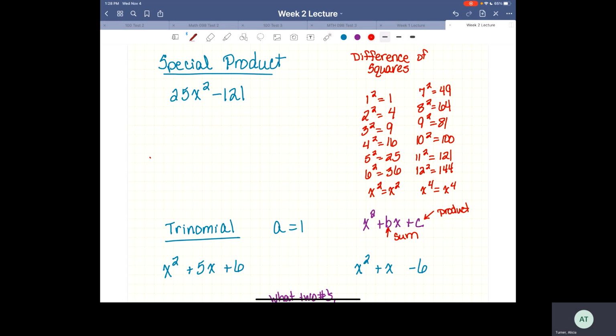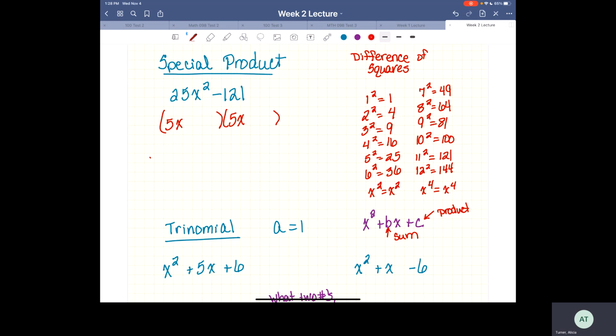So I hope that you're realizing that 25x squared is perfect. And I can take the square root of 25, and that gives me 5. The square root of x squared is x. Okay, so all I've done is I have taken the square root of this right here and written it down in both of my parentheses sets.